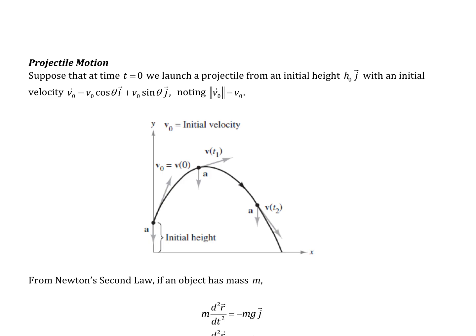Now what we know from this is our initial position, r of 0, is going to be h naught j hat. And then, of course, our initial velocity, being v naught, will tell us that r prime of 0, which is our initial velocity, is equal to v naught hat.